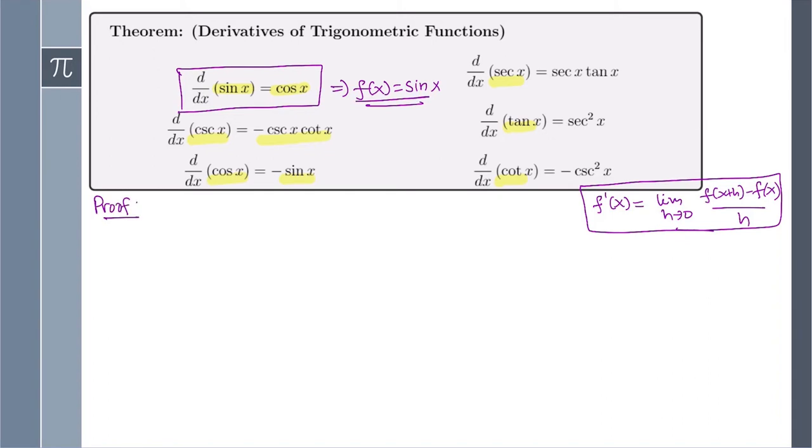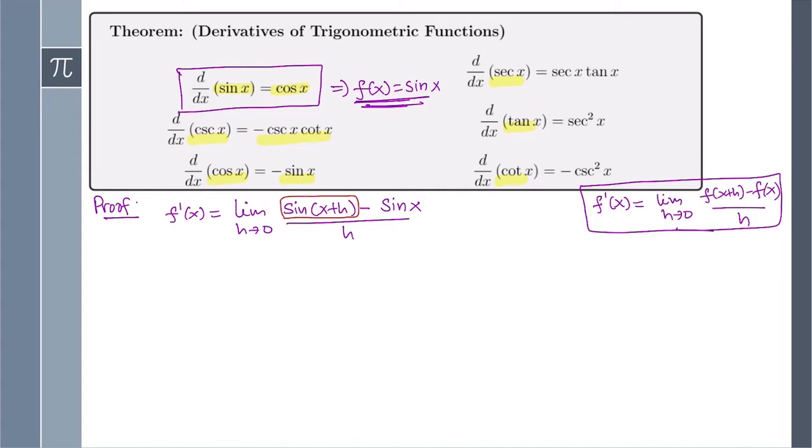Let's write the proof. By the definition of derivative, the derivative of f of x equals sine x is f prime of x equals the limit as h approaches 0. Now f of x plus h means sine of x plus h, minus f of x, which means sine of x, divided by h. So in the numerator, let's go ahead and use one of the trigonometric identities, the sum formula, for sine of x plus h.